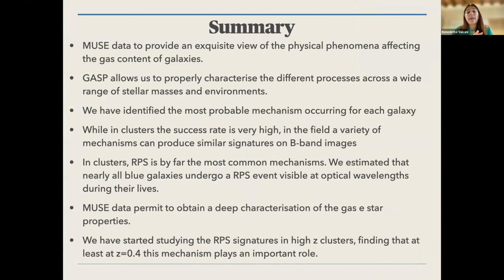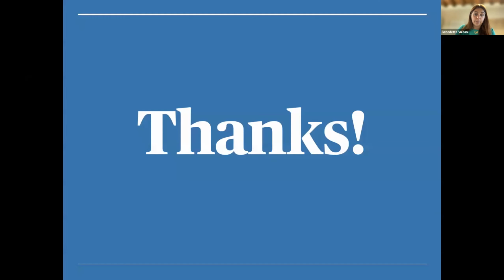So just to conclude, I hope I have convinced you that MUSE provides exquisite data to understand the physical processes that affect the gas content of galaxies. With GASP, we could really characterize the different processes across a wide range of stellar masses and environments, and we were able to identify the physical process for each of our 94 stripping candidates. In clusters, the success rate of GASP is very high, while in the field, there are many different mechanisms that can produce very similar signatures on the B-band images. We have found that in clusters, both in the local universe but also at high redshift, ram pressure stripping seems to be by far the most common mechanism. And with this, I can stop here.